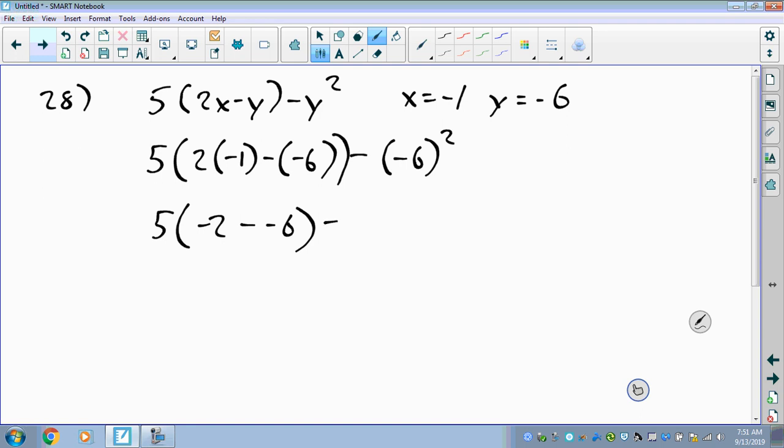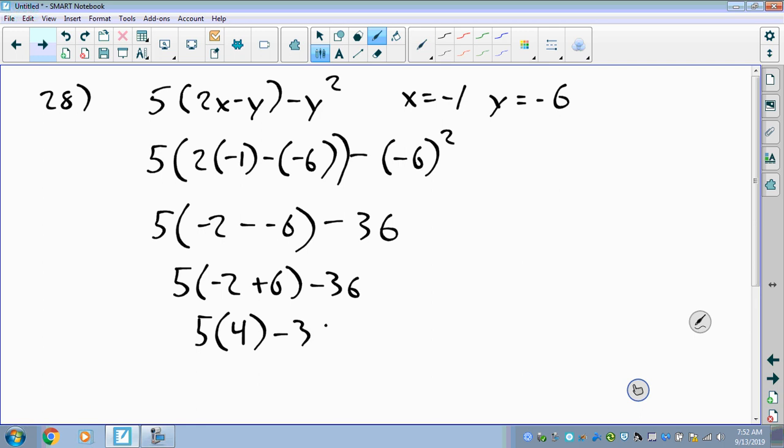Good. Minus. Okay. And again, since this is another set of parentheses that can work on this over here, -6 squared is going to be positive 36. Well, -2. Again, double negative means we're going to add this, right? So this actually becomes 5 times -2 plus 6, minus 36, okay? -2 plus 6 is going to be 4 minus 36. 5 times 4 is going to be 20. 20 minus 36 is going to be -16. All right.